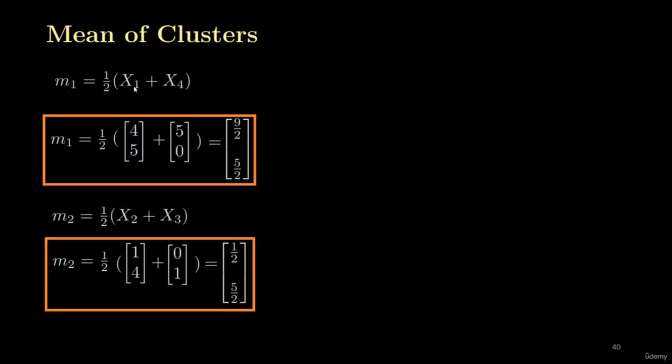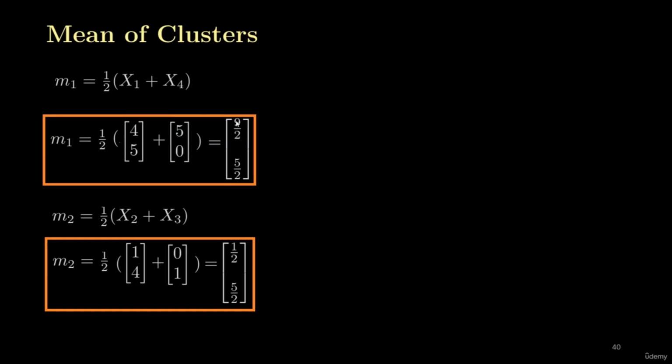So the equation is very simple. Whenever we calculate the mean of 2 points, we have to add them and divide by 2. So X1 plus X4 divided by 2. Here the second point is X4. So this is the value of X1. This is the value of X4. We can add them and then divide by 2.